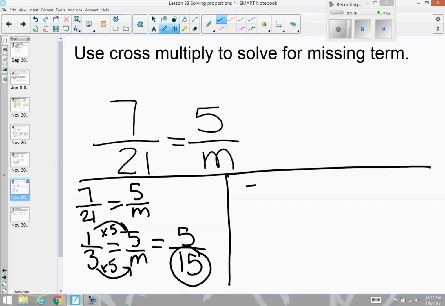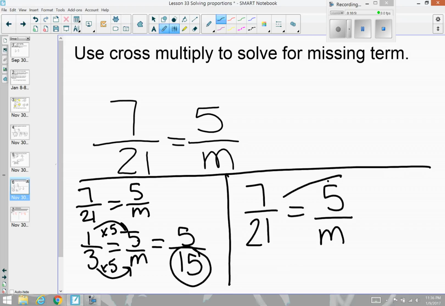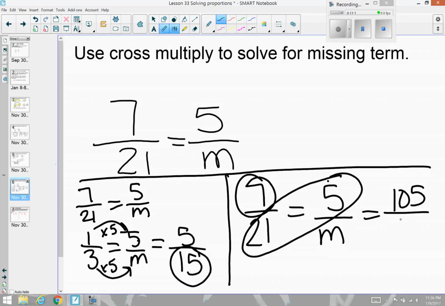In the other way, we can go ahead and look at whether cross multiplication is the easiest or if 5 can easily become 7. So, smaller number, can it easily become the larger number? No, I don't think it can. So we'll cross multiply. Let's multiply 21 times 5, and we're going to get 105. We're going to divide by the leftover number, which is 7. So if we divide these together, then we find that m is actually equal to 15.